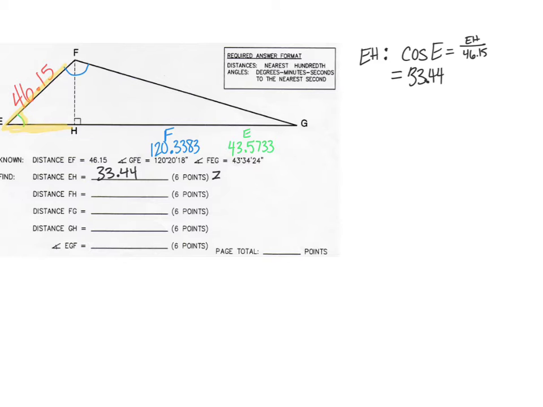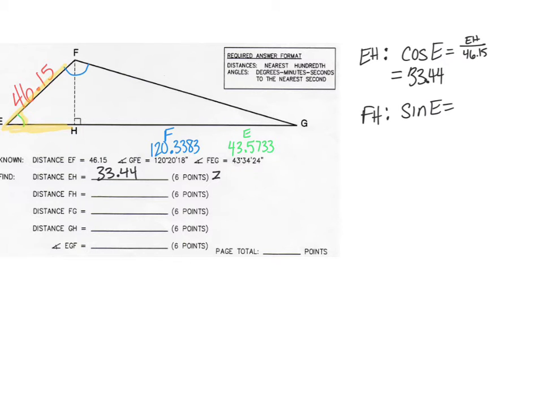All right, the next one I'm going to do FH. So on FH, oops, I shouldn't have probably done that highlighter business. That's going to get messy. FH, well, that's just a different side of that same triangle, isn't it? So let's do that one. This time, again, I like to use the things that are given to me, so I'm going to use the angle E, I'm going to use the 46.15, so this looks like a sine situation.